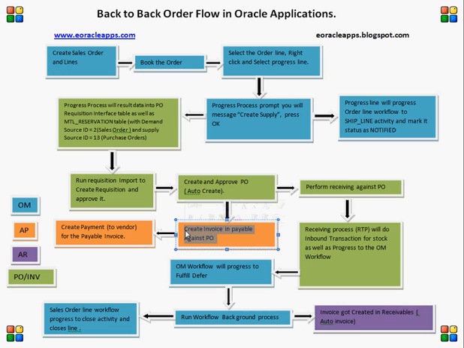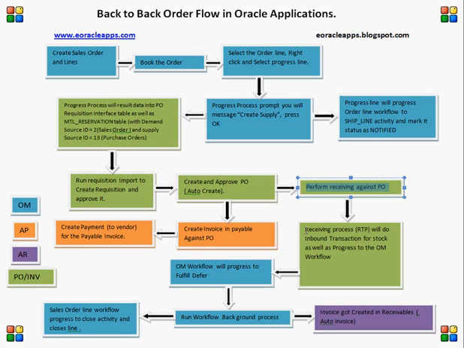Most of the time the setup is like that: the payment should not be issued to the vendor till the goods are received in the inventory. So most of the time we create the invoice in Payable against the purchase order, and then we perform the receiving activity against the PO.